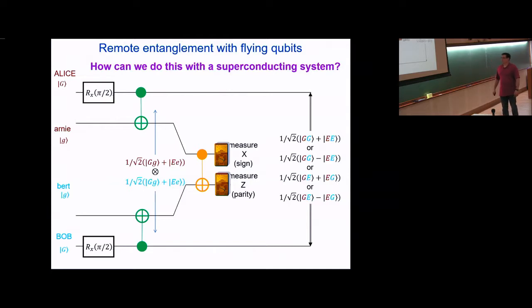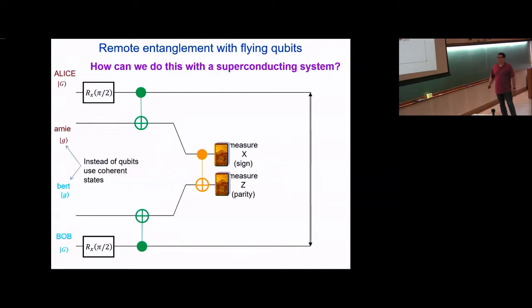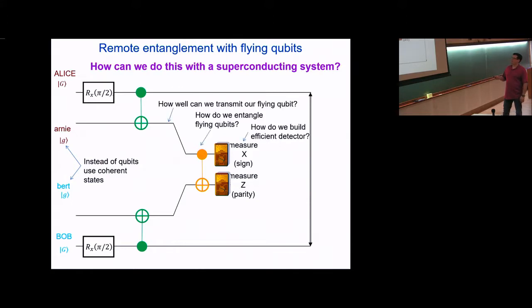So how do we do this in our superconducting system? Here we're going to use coherent states. And now it turns out that we can solve many of these problems. We now know that we can transmit these flying qubits, these flying quantum states, pretty well. I showed you in the last experiment that we can do pretty quantum efficient measurements here.